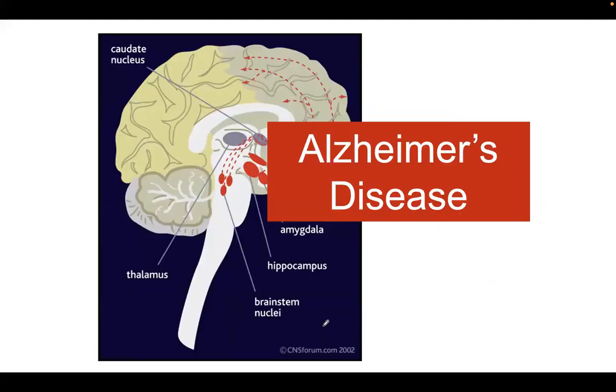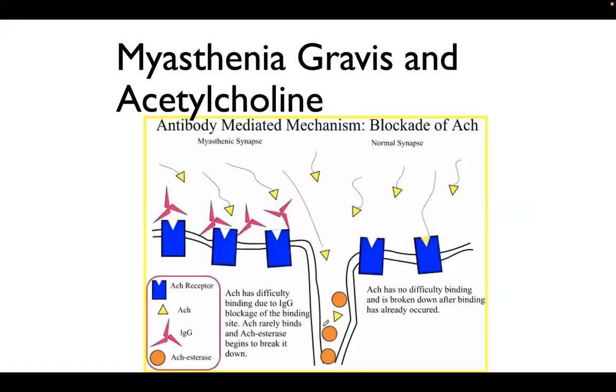So for Alzheimer's disease, this also has a depletion of acetylcholine. Myasthenia gravis, the problem here is antibody-mediated blockade of the receptors. You have antibodies against the acetylcholine receptors.